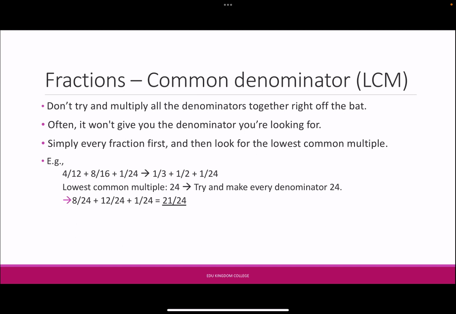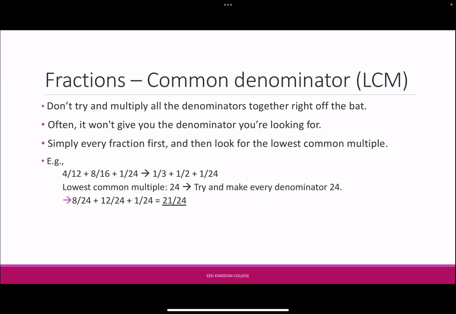Now, when we're trying to find the lowest common multiple, don't just try and multiply all your denominators together straight away, because most of the time this isn't going to give you the denominator you want. What's actually going to happen is you're going to get a hideously large number that you don't want, and it's going to be a waste of your time. The only exception really is when you have two numbers, maybe three. Sometimes this will give you the right answer, but even if you only have two fractions, have a little bit of a think before you just multiply them together straight away, because you might come to regret that. We'll take a look at what we should do in the example below.